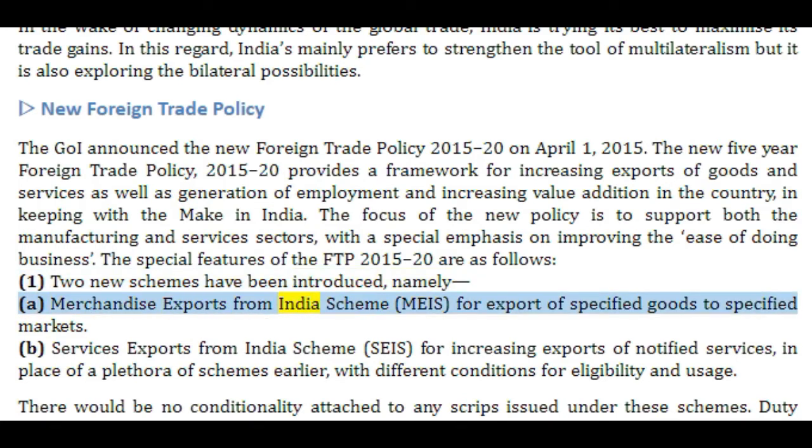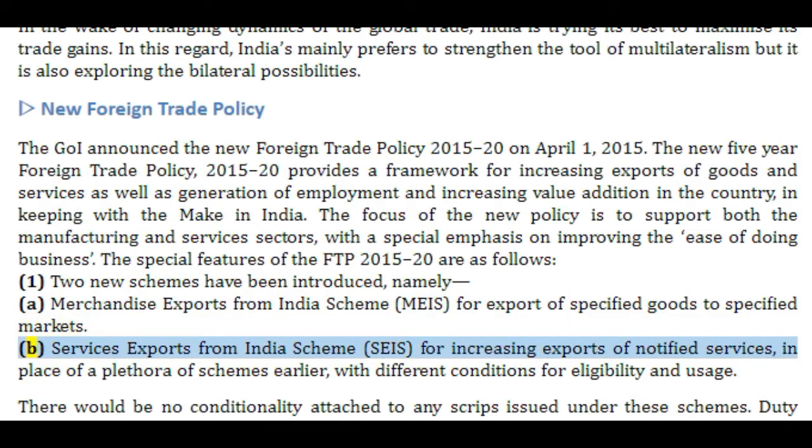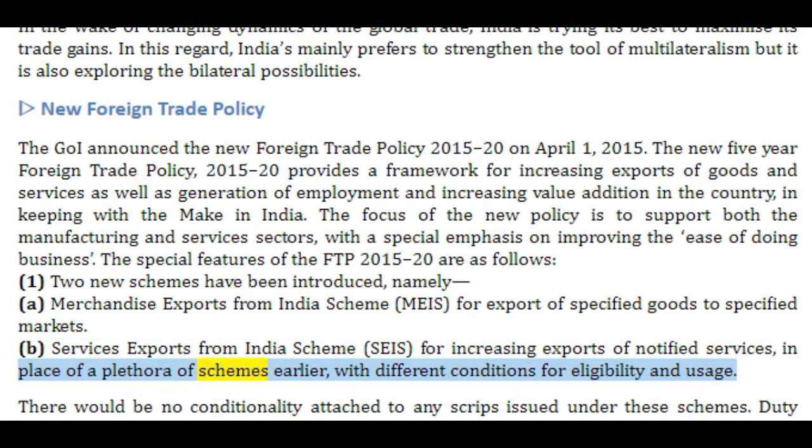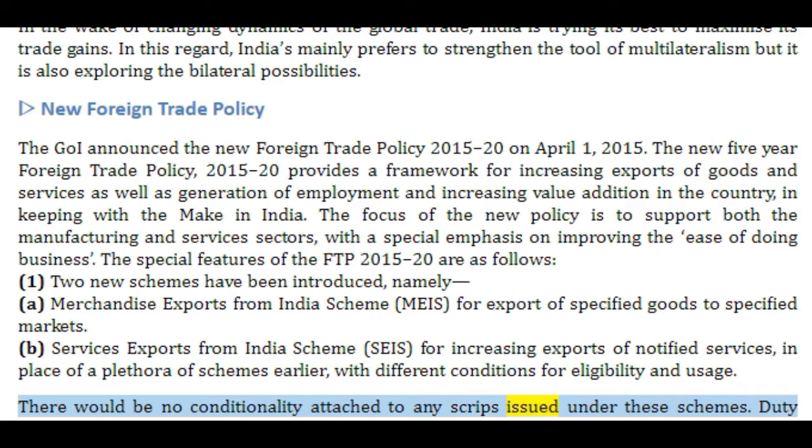Merchandise Exports from India Scheme, MEIS, for export of specified goods to specified markets. B. Services Exports from India Scheme, SEIS, for increasing exports of notified services, in place of a plethora of schemes earlier, with different conditions for eligibility and usage. There would be no conditionality attached to any scrips issued under these schemes.